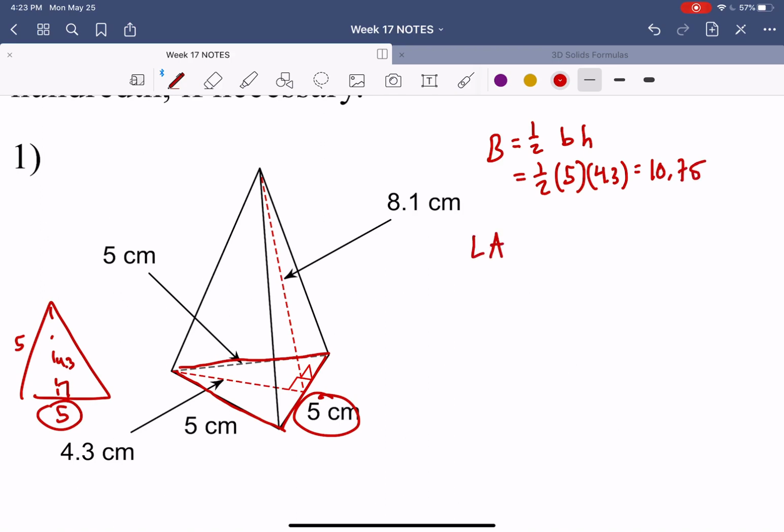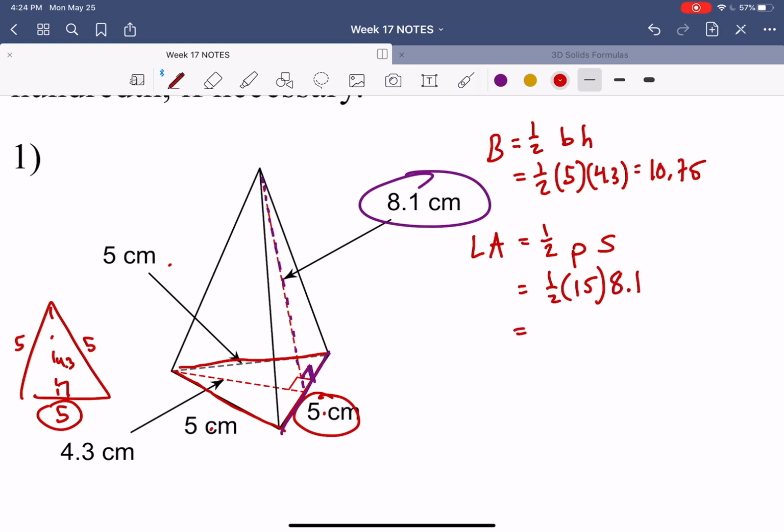So let's do lateral area next. And our formula for that is 1/2 times the perimeter times the slant height. If we look at this shape, we have the perimeter of this triangle, which we have 5, 5, and 5. So we add those up and we get 15. And then the slant height, we look at our picture, and it's this one right here, because that's the dotted line that goes on the outside of the pyramid that's perpendicular to the base. So our slant height is going to be 8.1. So we can plug that into our calculator.